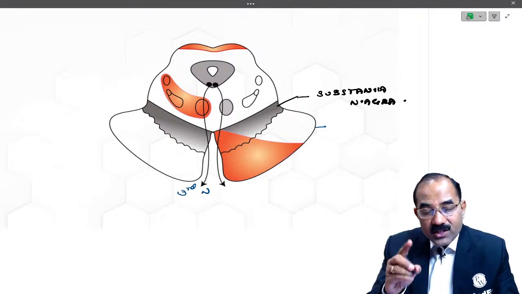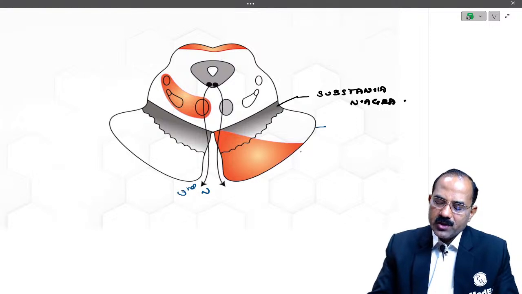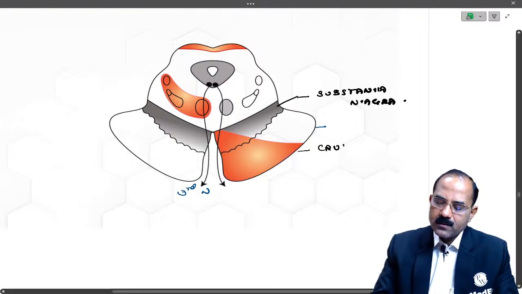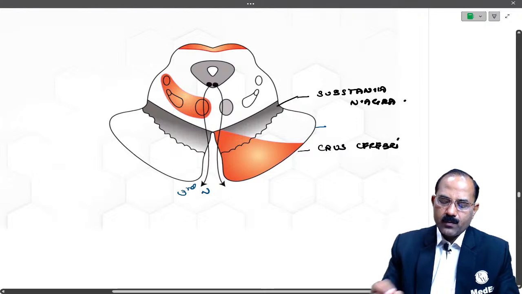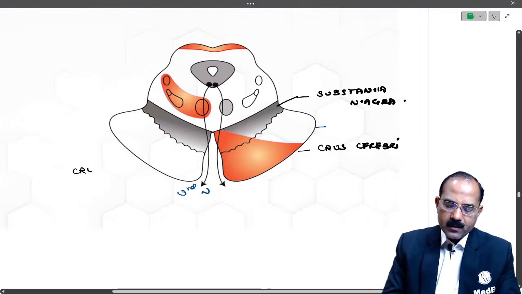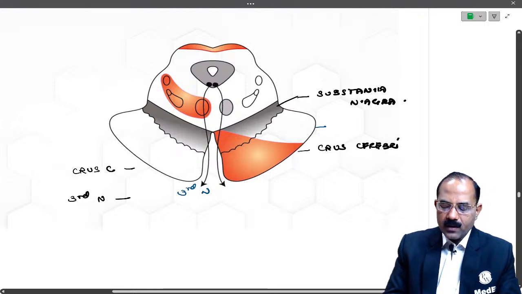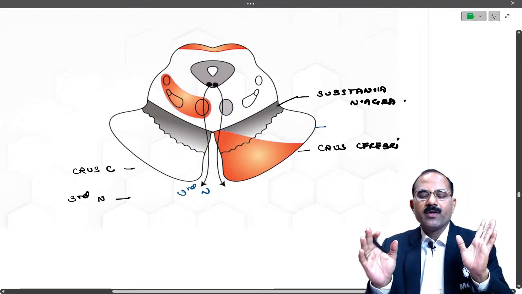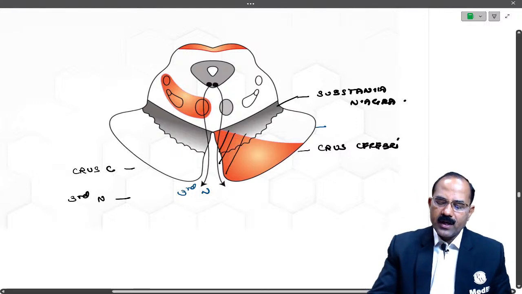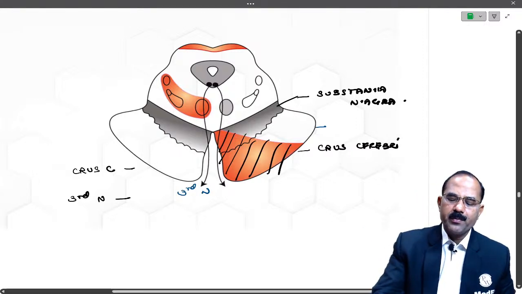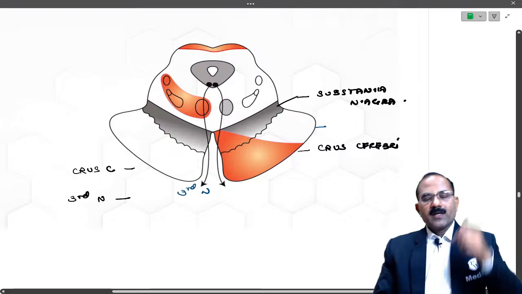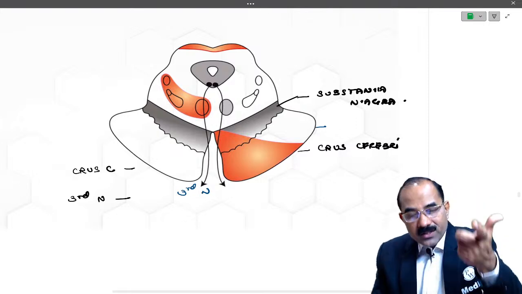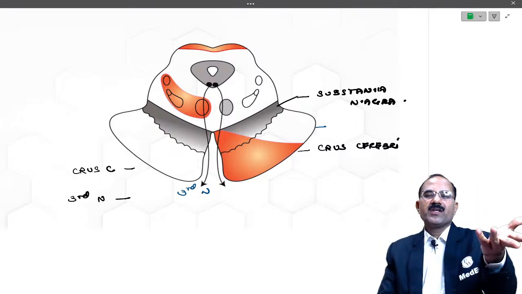This is a lesion of the midbrain, in which what is this known as? The crus cerebri. So the crus cerebri is involved, the third nerve is involved, and the substantia nigra is also involved. You see this? This is a lesion of the midbrain in which the crus cerebri is involved, the third nerve is involved, as well as the substantia nigra.